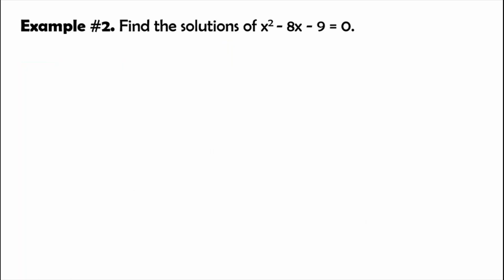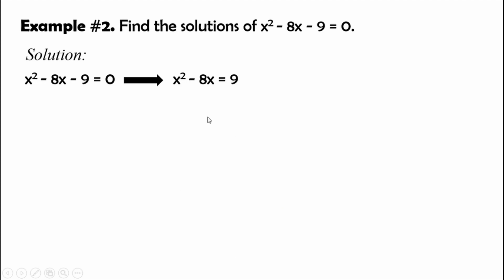Okay, let's have another example. Find the solutions of x squared minus 8x minus 9 equals 0. Following the same steps. Solution. Since 1 na yung value ng a natin, pag divide pa natin yan ng 1, the same pa rin yung sagot. Kaya, ganyan na yan. Okay? I-transform na lang natin into the form x minus h quantity squared equals k.